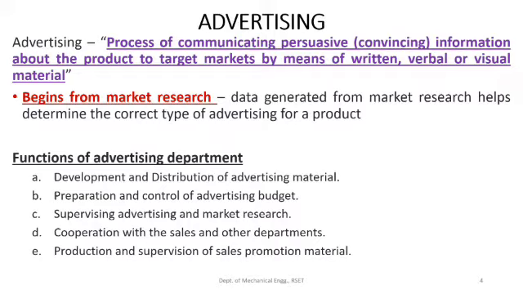Now, there are several functions of an advertising department in an organization. Some of the common functions are development and distribution of advertising material, preparation and control of advertising budgets, preparation and supervision of sales promotional material, supervising advertising and market research activities, and also cooperation with sales and other departments. So for sales promotion activities, the sales team has to cooperate with them. So these are the major functions that are carried out by the advertising department.